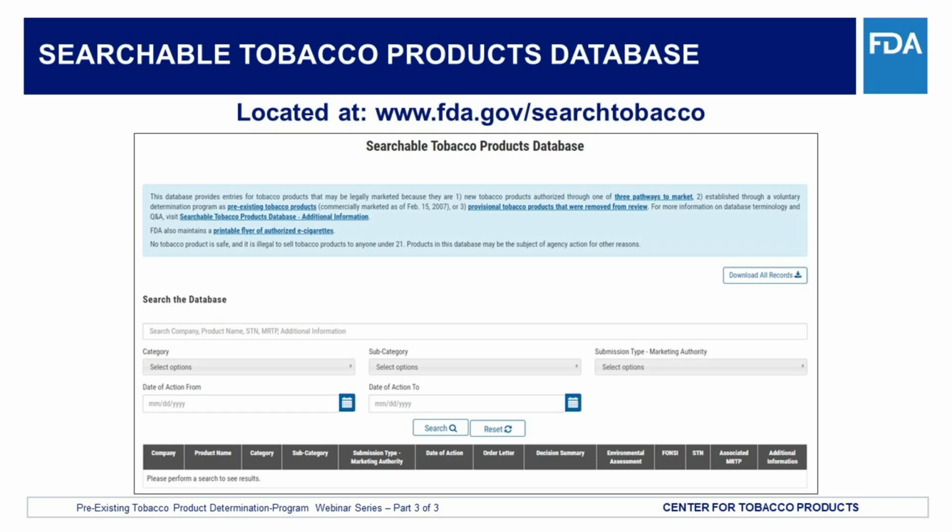FDA's Searchable Tobacco Products database, which can be found at www.fda.gov/searchtobacco, contains a list of tobacco products that may be legally marketed in the United States, including pre-existing tobacco products. The database is designed to serve the public and is updated on a monthly basis.